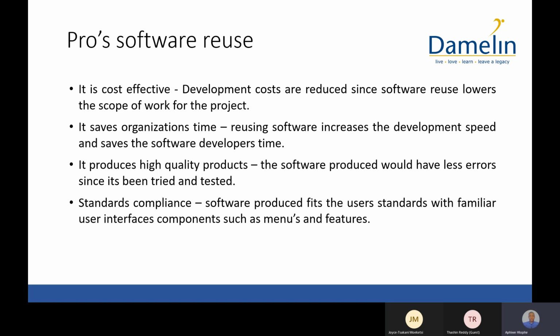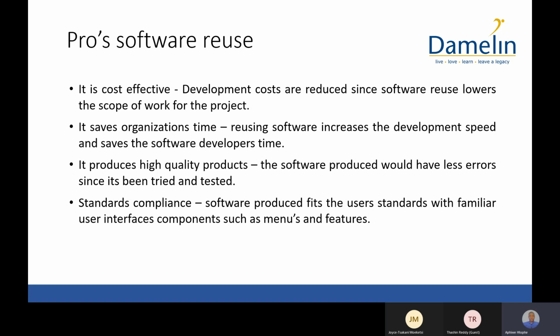So what are some of the benefits of software reuse? Of course, we say it is cost effective because it lowers the scope of work. From project management, we know the project triangle. We say cost, time, and scope are related. If you change one, it has a knock-on effect on the other ones. So by saying software reuse reduces the scope of work that you need to do, it means in essence that you want to be saving on costs. Okay, so it saves on costs.